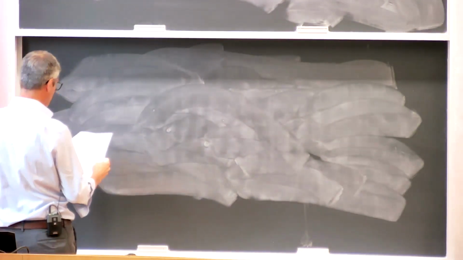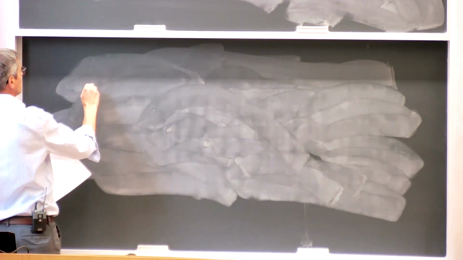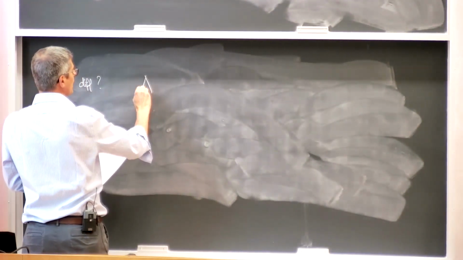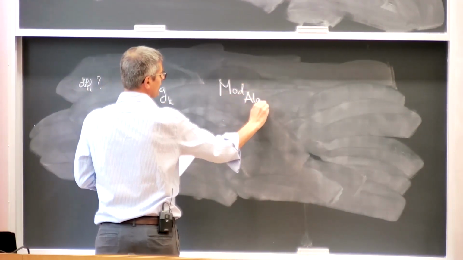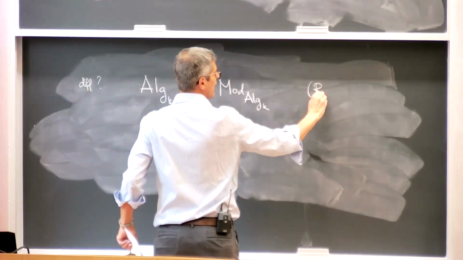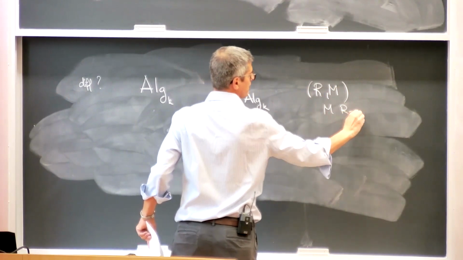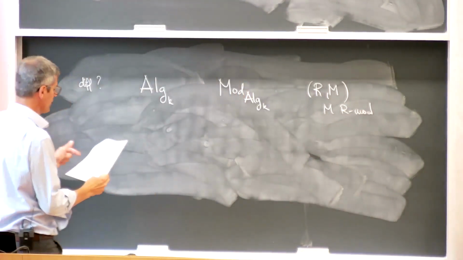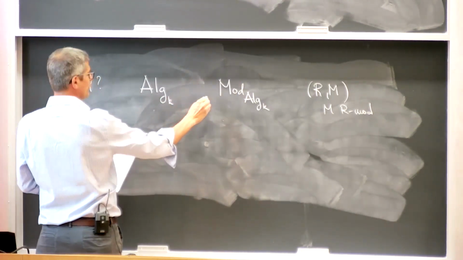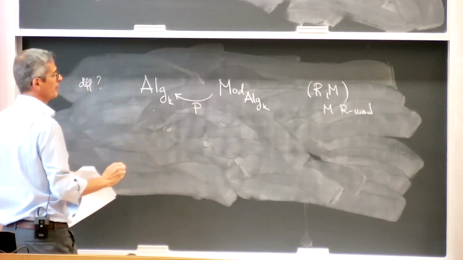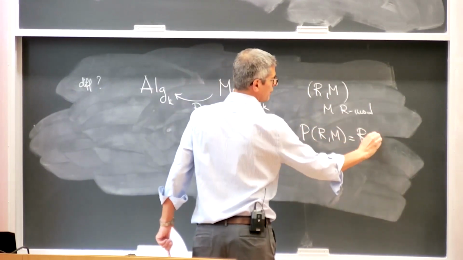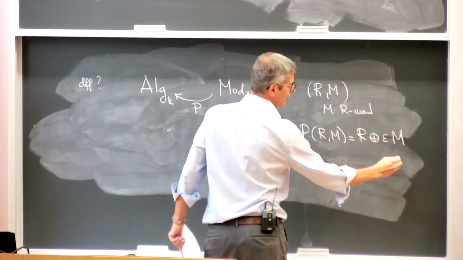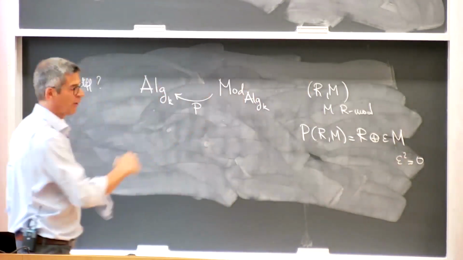The other part of the story is the construction of a model of differentials. So this also can come from an adjunction. The way you want to write this is as follows. You have an algebra over K, and then you look at the category of modules over algebras over K. So an object in here will be denoted by (R, M), where M is an R-module. There's an easy-to-write functor here, defined by P of (R, M) equals R plus epsilon M. This becomes an algebra when I set epsilon squared equal to zero, the obvious multiplication.